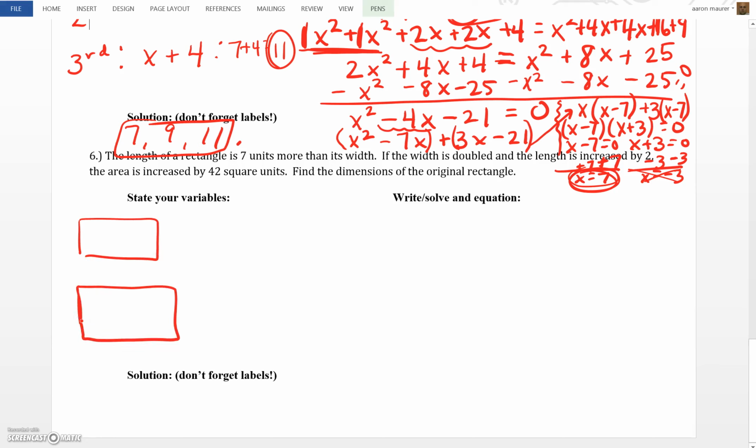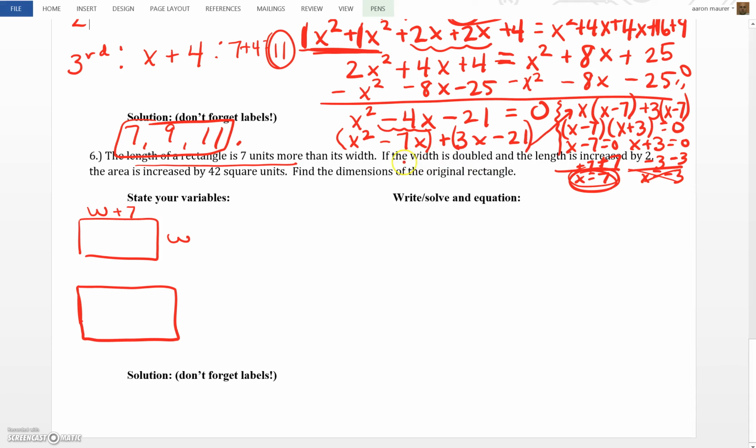This visual will definitely help you. So for the original one, which is just going to be my top one, it says the length of a rectangle is 7 units more than its width. I don't know what the width is, so I'm going to use the logical variable of W. It says the length is 7 units more. So the length is W plus 7. Notice how we're keeping it all in terms of the same variable.